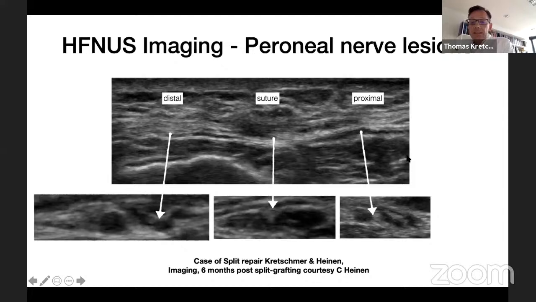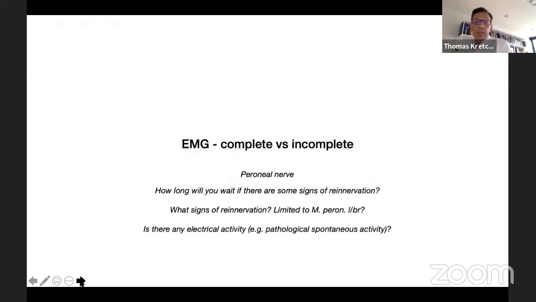And of course, as we have seen before, especially in the peroneal nerve, high frequency nerve ultrasound imaging is quite valuable. What you see here are separate fascicles in an axial view, and this is the longitudinal view. Actually, all of this is the peroneal nerve, and this is a post-operative follow-up of a split nerve repair. So these are distal fascicles, proximal fascicles, and those are the grafts. This is the work of Christian Heinen, and we will later see the actual patient.